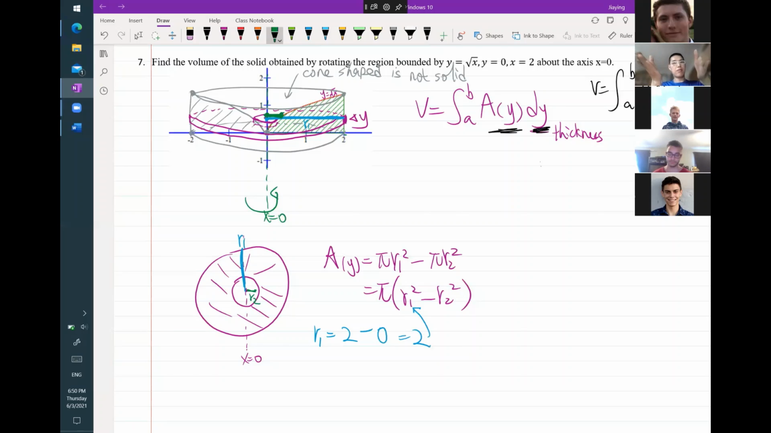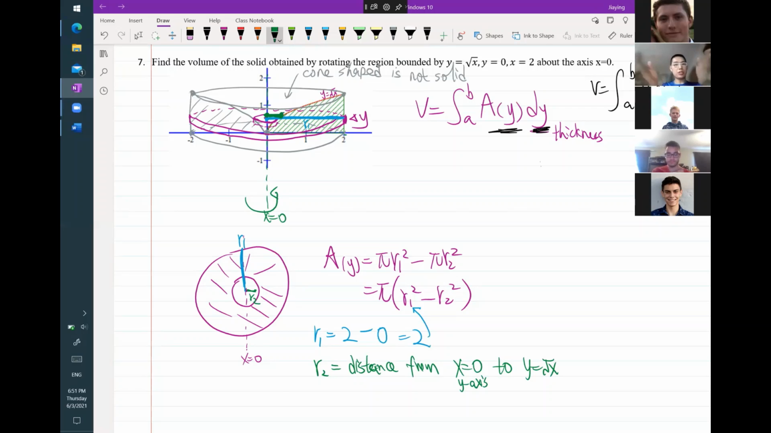So that's the distance from the function y equals square root of x to the vertical line, the y-axis. So R2 is equal to the distance from y equals square root of x to, you can write it as x equals 0, the y-axis. That's the distance for the inner radius, the radius of the inner circle.